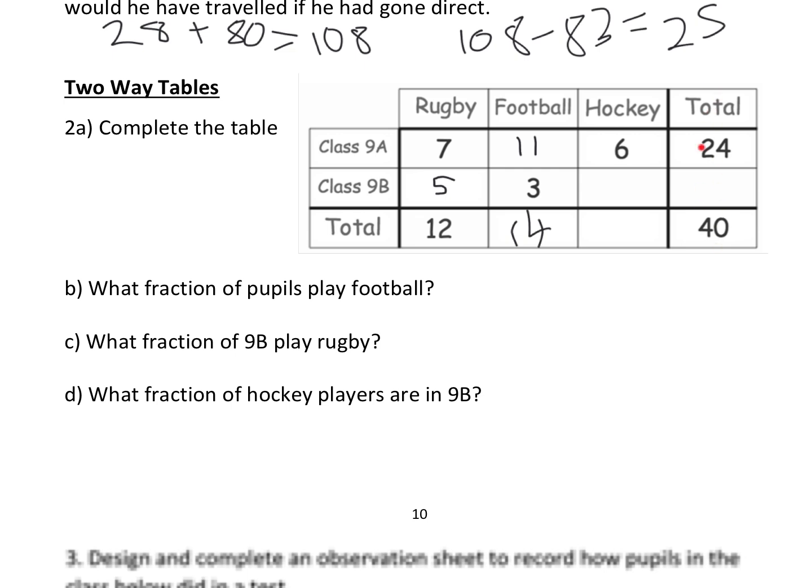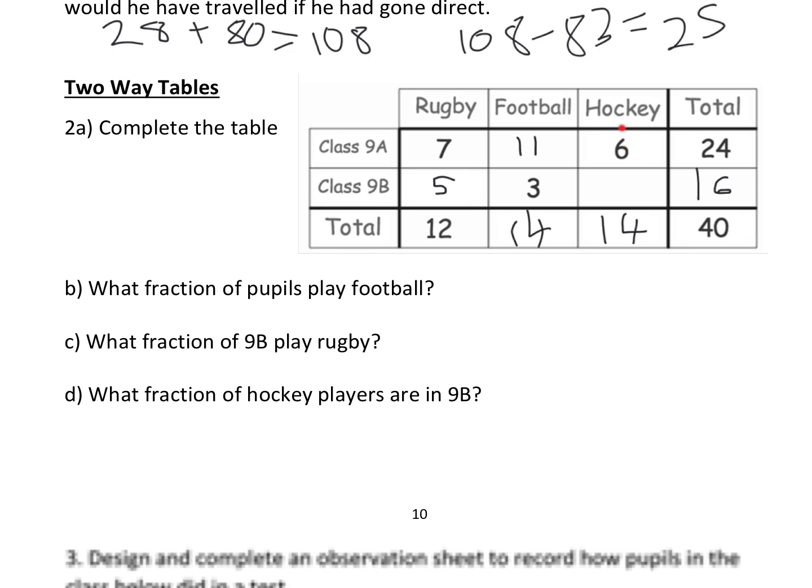On the totals section over here, we've got 24 in 9A. We don't know how many is in 9B, but there's 40 in total. So in 9B, there must be 16, because 24 plus 16 would give you the 40. Along the bottom, if we look at the totals, you've got 12 and 14, which is 26. But altogether, if you read to the very end, you should have 40. So 26 plus 14 is going to give you the 40.